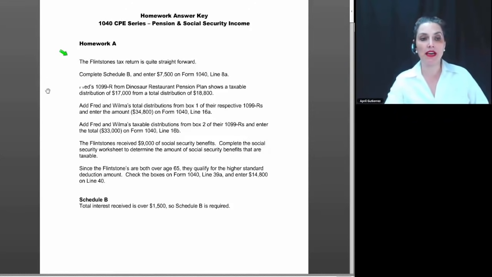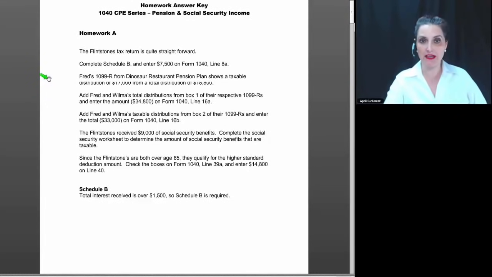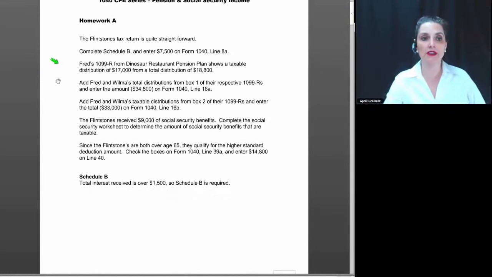The first number that we look at is the interest income from the 1099-B, totaling $7,500. We're going to enter that on a Schedule B, and then carry it to line 8A of the tax return. Also, we have two 1099-R documents, one of which shows a partially taxable distribution and the other one of which shows a totally taxable distribution. The total distributions from the two 1099-Rs are $34,800, but the taxable amount is $33,000. So on the Form 1040, we're going to enter the total distribution on line 16A and then carry the taxable part of that distribution on to line 16B.